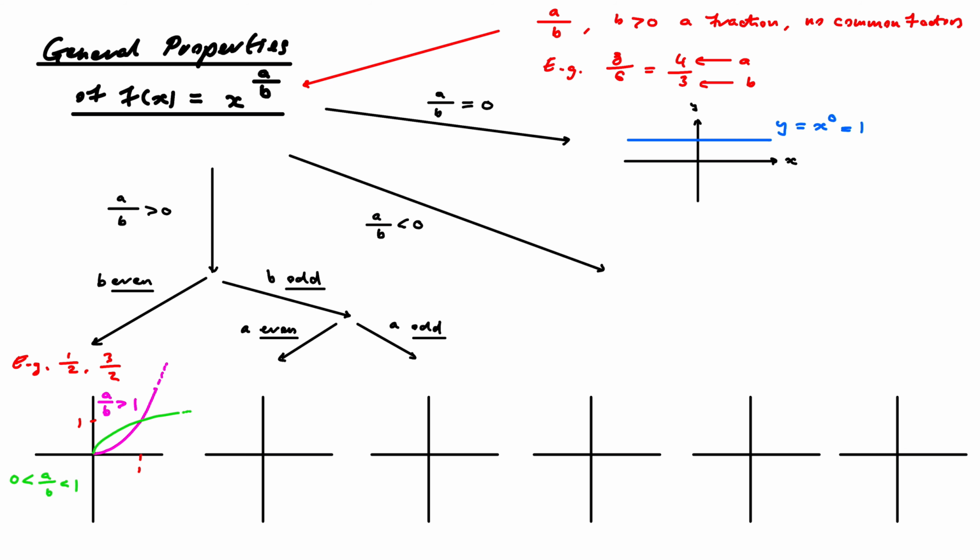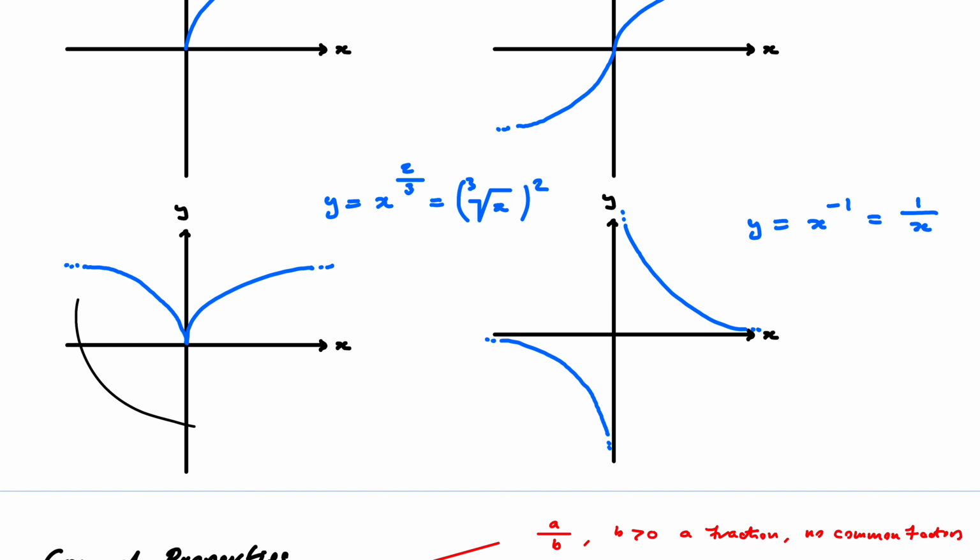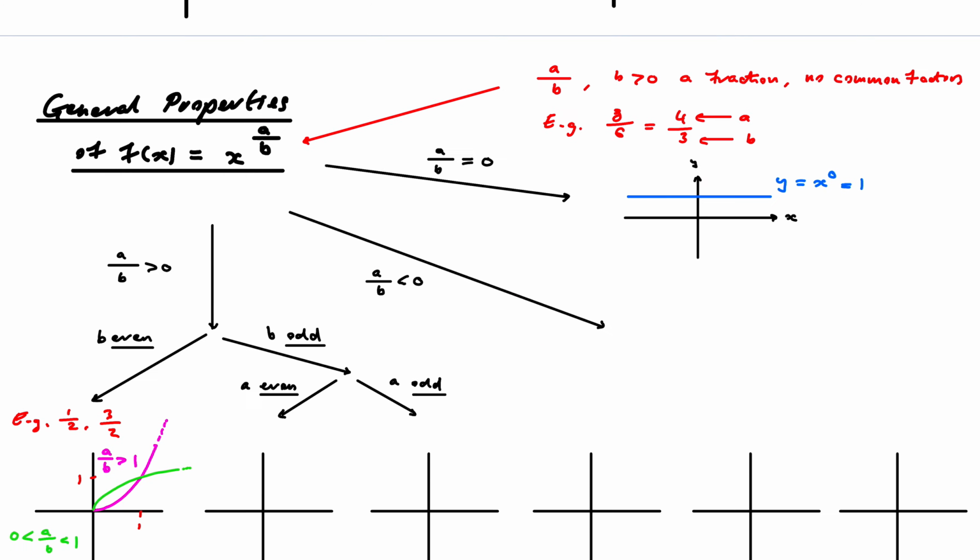So if B is odd, that means the denominator is odd. It's like taking a cube root of something. And I can take a cube root of anything. So in this case, the domain is going to be the whole thing. But now the A is even. So that basically raises everything to an even power, which makes everything positive. So it's kind of like this example. That's going to be the basic shape.